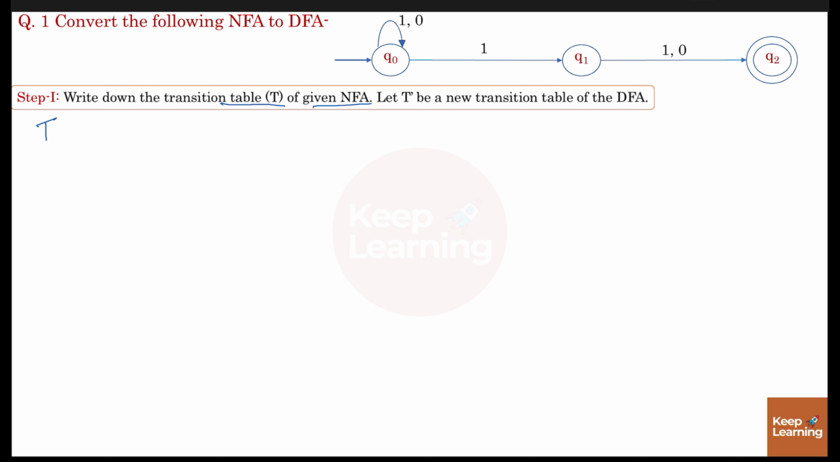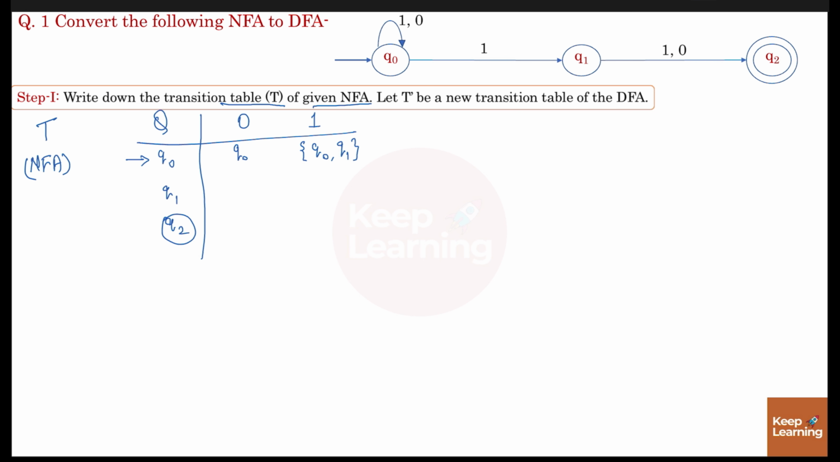So first we will write the transition table T of this NFA. Here we have states and the input alphabets. We have three states, Q0, Q1 and Q2, and Q0 is our initial state, Q2 is our final state. From Q0, by taking input 0 you can reach Q0 itself, and by taking 1 you can reach either Q0 or Q1. From Q1, by taking 1 or 0 you are reaching Q2 only, and there is no transition defined for Q2, so a null will be here.